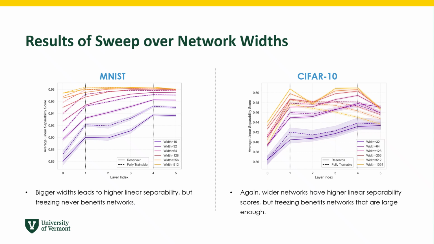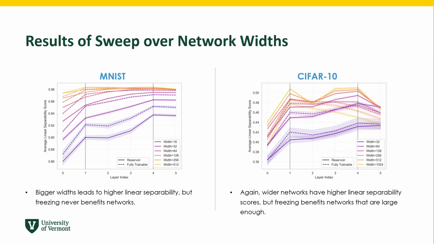Reservoir layers, scaled by a factor of 2, appear at indices 1 and 4 and are marked by vertical dotted lines. The curves' colors indicate network width. Solid lines represent reservoir networks, and dotted lines are fully trainable ones. Both MNIST and CIFAR10 results show that wider networks have higher linear separability scores. The jump in scores between layers 0 and 1 in reservoir networks confirms that frozen layers improve linear separability, supporting explanations using Cover's theorem. But here's the interesting part.